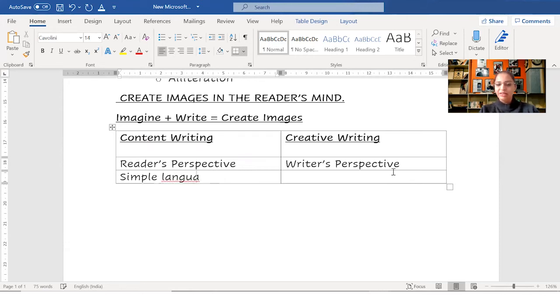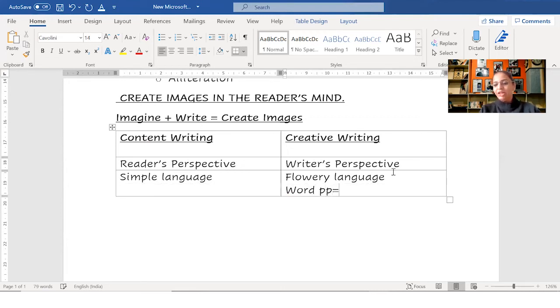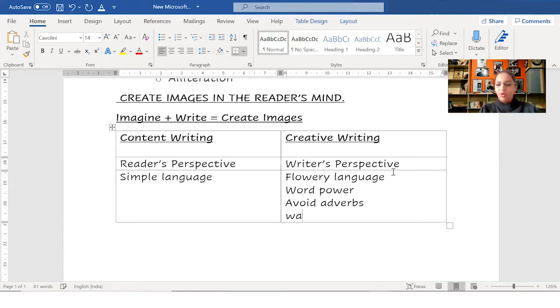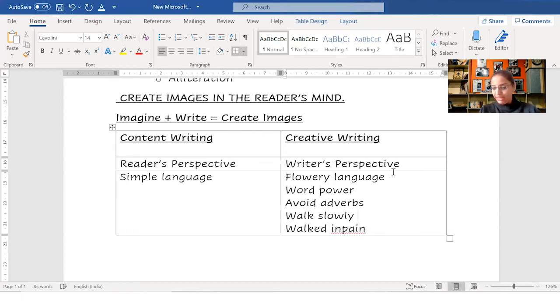And here, using the narrative craft, you are trying to create images in the reader's mind. You use flowery language, you use the word power. You avoid adjectives. Avoid adverbs. Instead, you replace them with power words. Supposedly, you do not write walk slowly, or you do not write walked in pain. Instead of this, you write ambling, and instead of this, you write trudging, so that the reader is able to imagine exactly the way you are imagining. The reader is able to relate to your imagination.